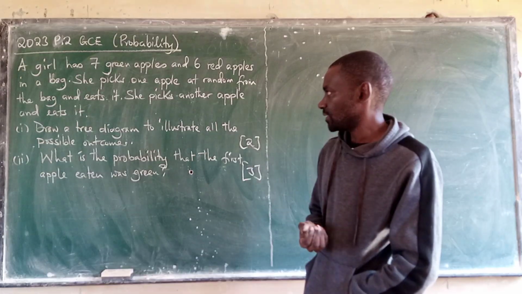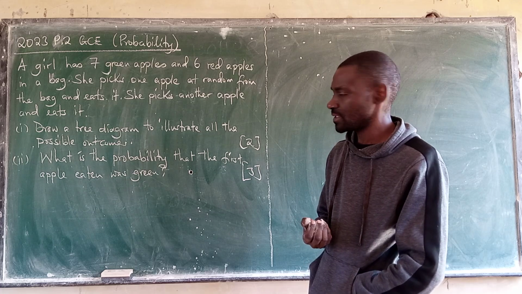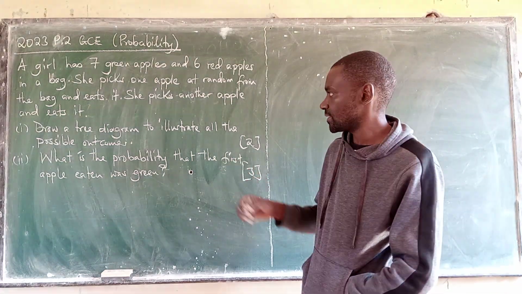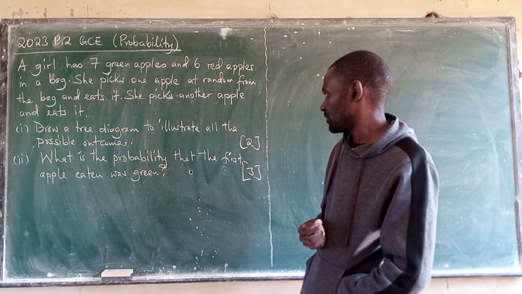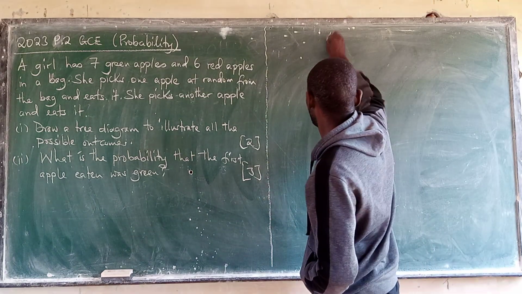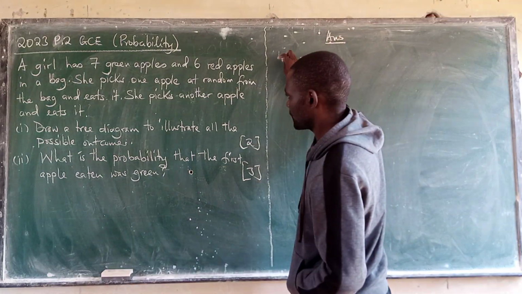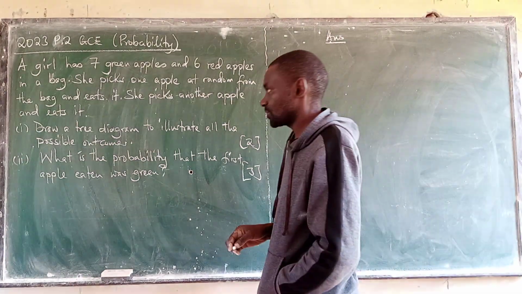The first part is draw a tree diagram to illustrate all the possible outcomes. Then the second part, what is the probability that the first apple eaten was green? Okay, so our answer will be as follows. Number 1, the tree diagram.